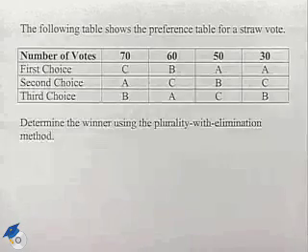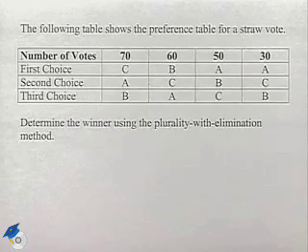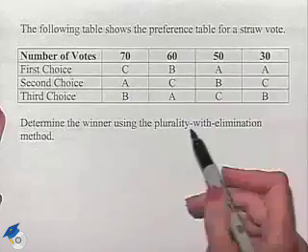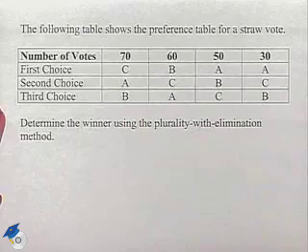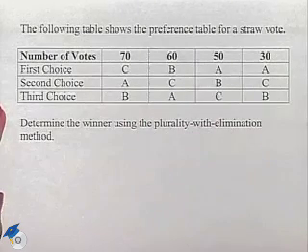Now here's another voting method to consider. The following table shows the preference table for a straw vote. We have our number of votes in the first row and our preferences given below those votes. Determine the winner using the plurality-with-elimination method.